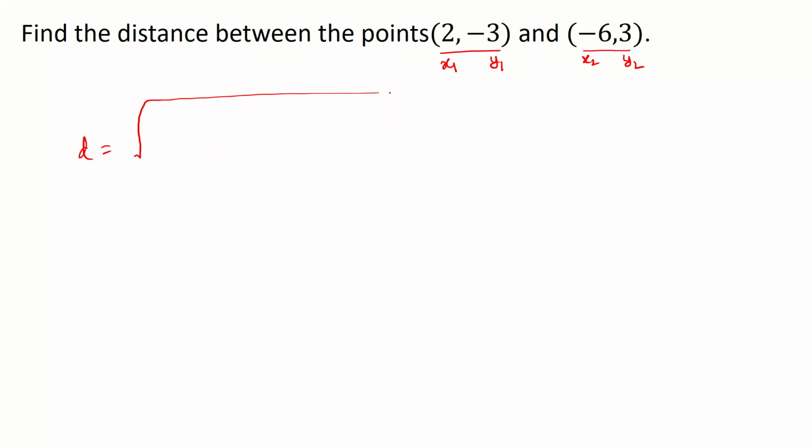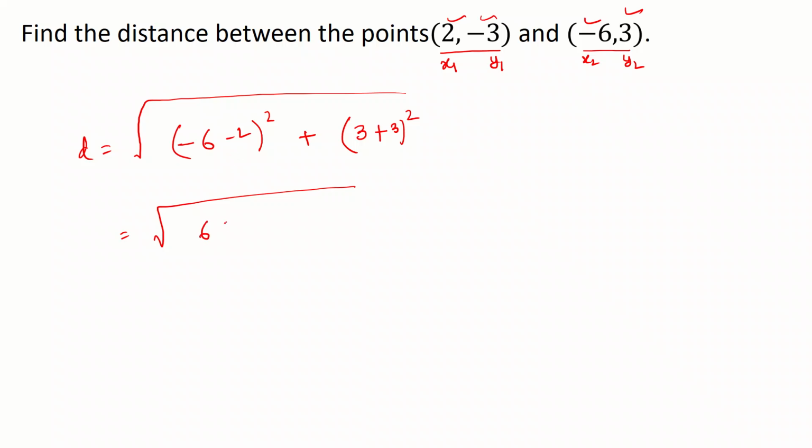So d is given by the root of x2 minus x1, which is minus 6 minus 2, whole squared, plus y2 minus y1, so 3 minus minus 3, which gives us 3 plus 3, whole squared. On simplification, minus 6 minus 2 is minus 8, minus 8 whole squared is 64, plus 3 plus 3 is 6, 6 whole squared is 36. So I get the root of 100, which is 10. So 10 units is the distance between these 2 points.